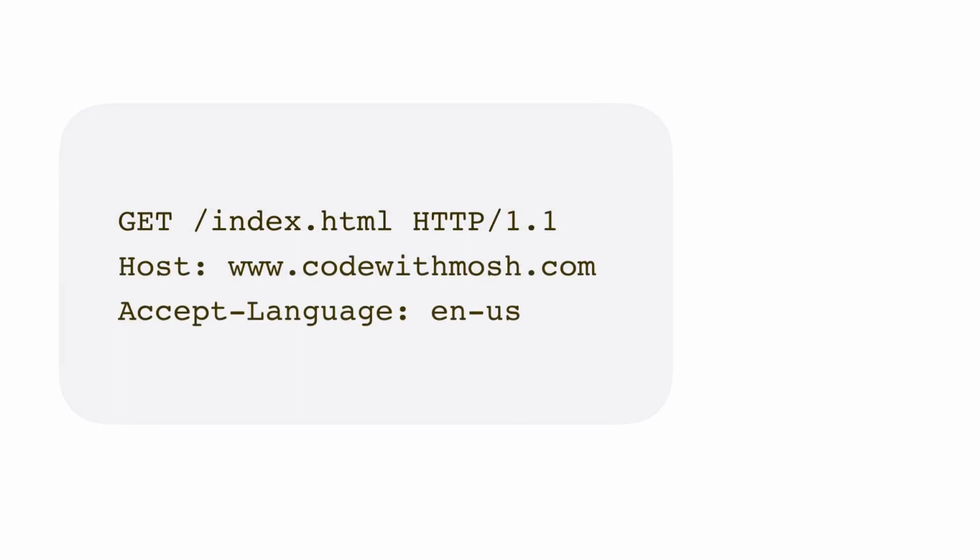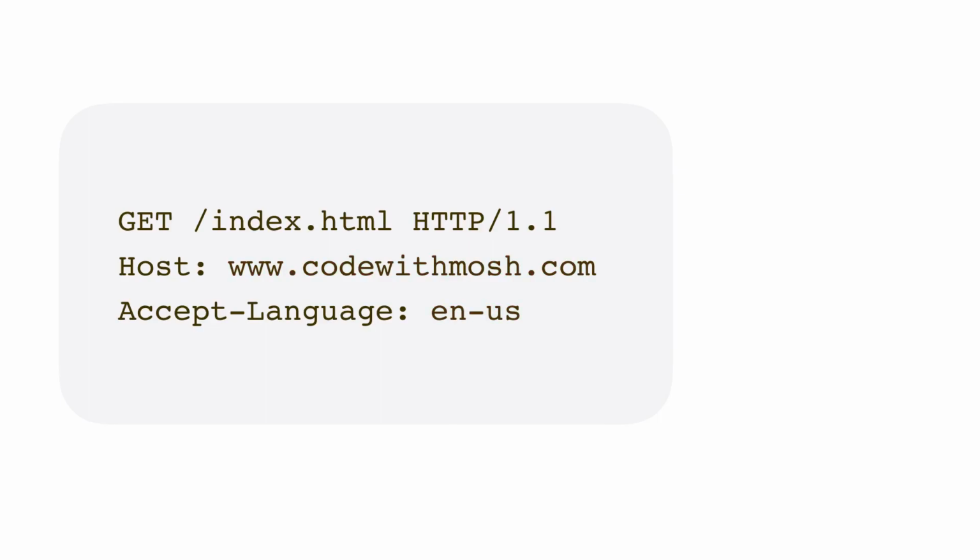With this message, the browser tells the server what it's looking for. So on the first line, it says that it wants to get a page or a file called index.html using HTTP version 1.1. Index.html often represents the homepage of websites. On the second line, we can see the host, that is codewithmosh.com. And on the third line, we can see the language that the client can accept, in this case, English.